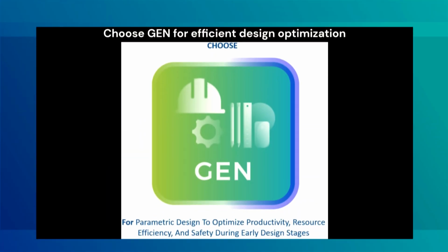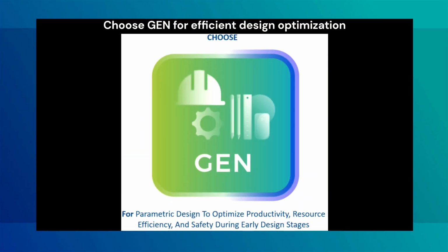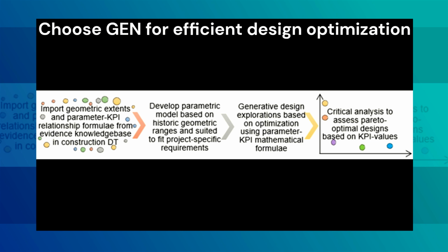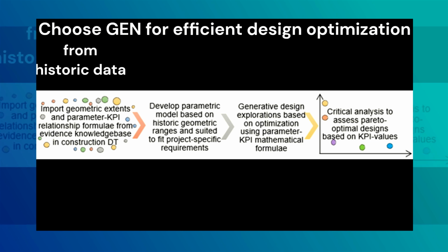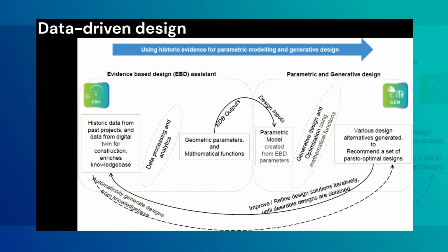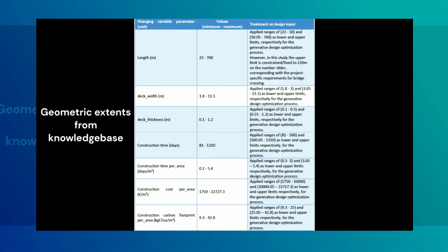The Generative Design Configurator, abbreviated as GEN, is part of the toolkit of the ASHVIN project for digitizing and transforming the construction industry. GEN uses historic data of past similar projects, which is organized in the Evidence-Based Design (EBD) knowledge base of ASHVIN's digital twin. The historic data determines the geometric extents of the main parameters and mathematical fitness functions of the parameter KPI relationships from past construction projects.